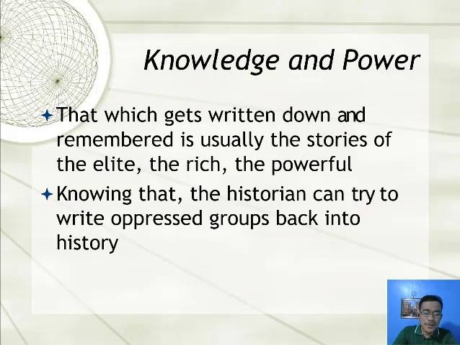All right. So knowledge and power. This also plays a relevant role in history writing. Knowledge and power: that which gets written down and remembered is usually the stories of the elite, the rich, and the powerful. Can you remember the saying that histories are written by the victors? It is written only by the victorious. Even in World War II, Americans appeared to be heroic, they are good conquerors, and they came to liberate, while the Japanese are treated as the worst of all savage conquerors during the World War II. So somehow I agree that sometimes it is written by the victors.